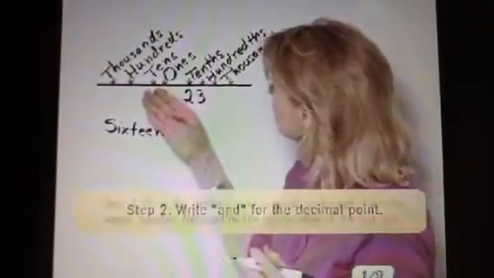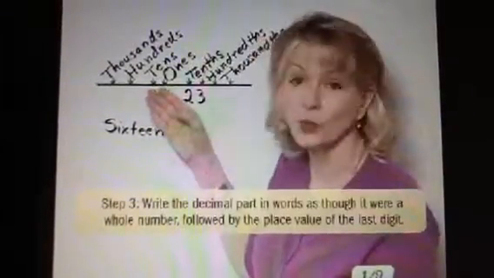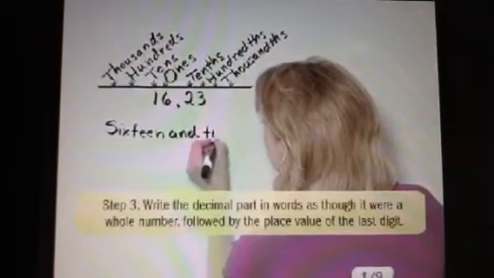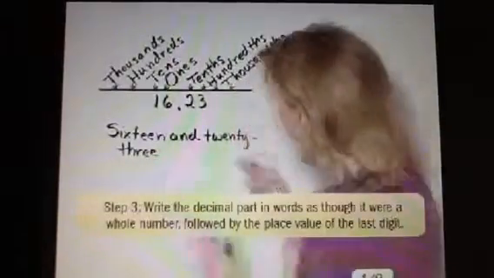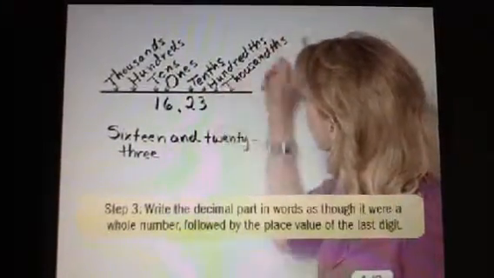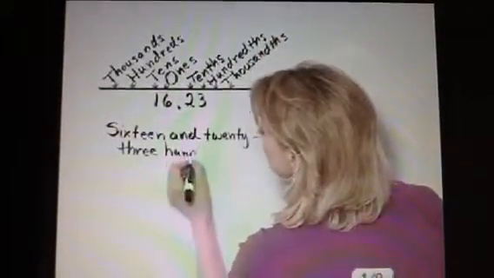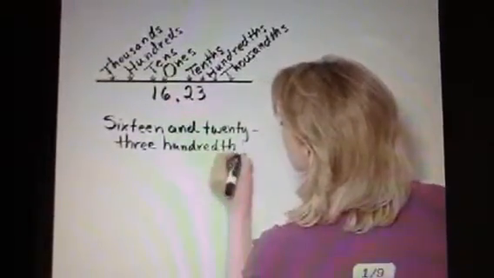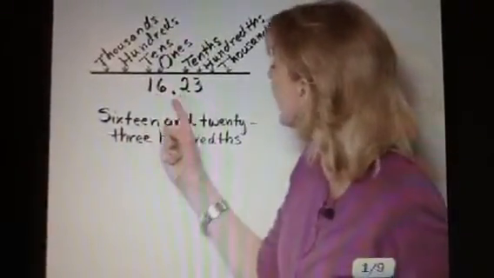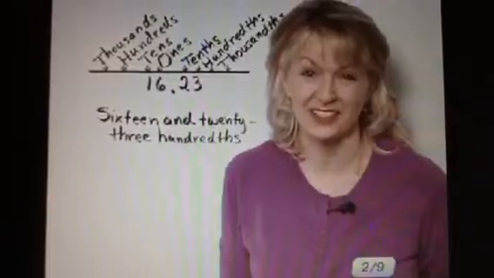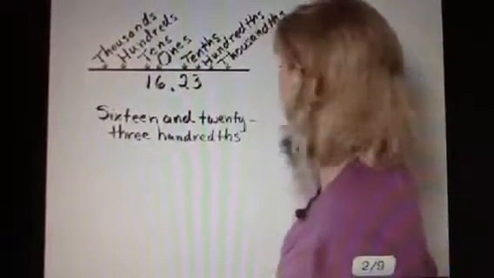And then remember, we write the decimal part as though it were a whole number. So that's 23. So we write 23. But then we write the place value of that last digit, 23 hundredths. And make sure you include the THS. So how do we read this, or how do we write it? 16 and 23 hundredths. Let's try that one more time. Reading and writing, it is the same.